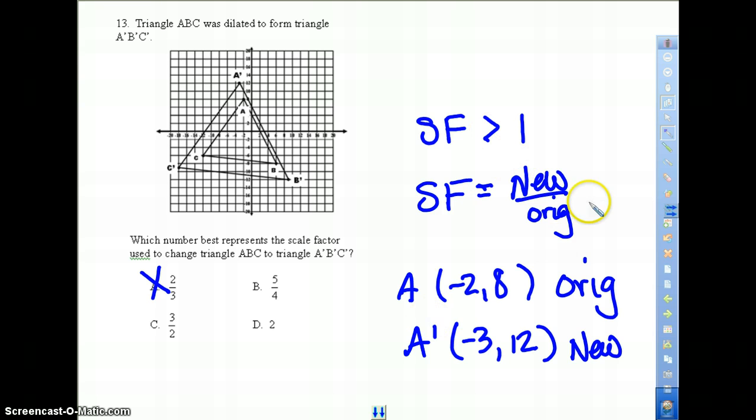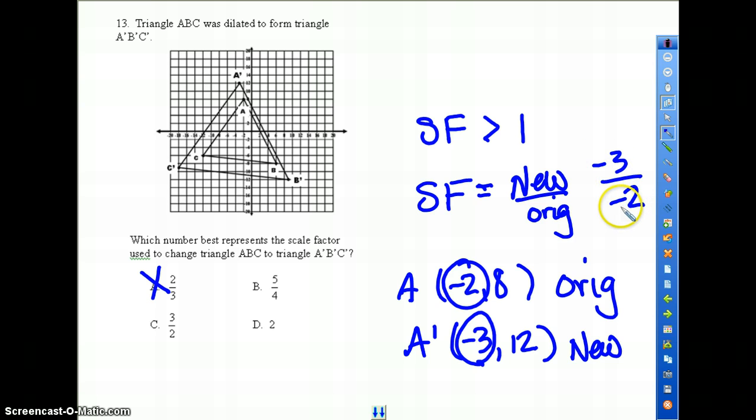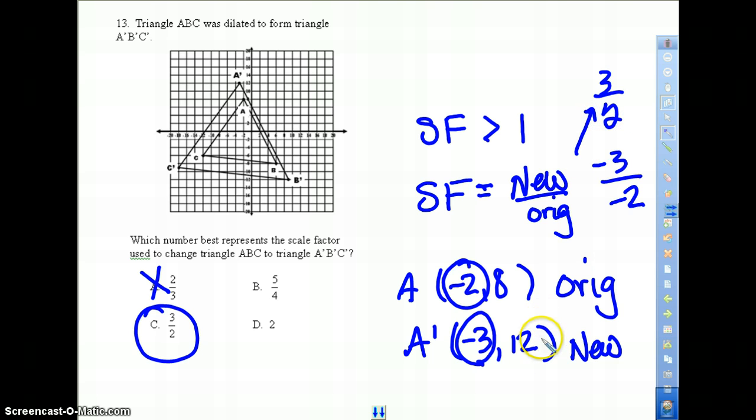I can still use this with the coordinates. Take that x coordinate there, divide it by the original x coordinate there. A negative divided by negative is positive, and my answer is going to be 3/2. 3/2, that's the answer. Okay? Or 1.5, same as 1.5.